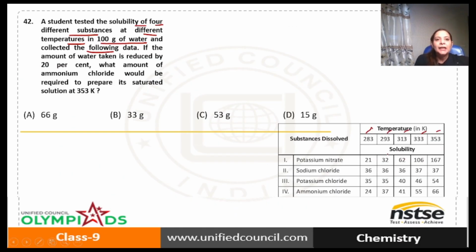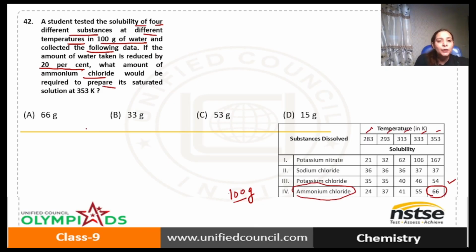This is given. Now, if the amount of water taken is reduced by 20%, like it has taken 100 grams, now it is reduced by 20%, then what amount of ammonium chloride would be required to prepare its saturated solution at 353 Kelvin? It is given that when you take 100 grams of water, a saturated solution is prepared by taking 66 grams of ammonium chloride. Now we need to find, when we reduce water by 20%, how much ammonium chloride will be required to make the solution saturated.